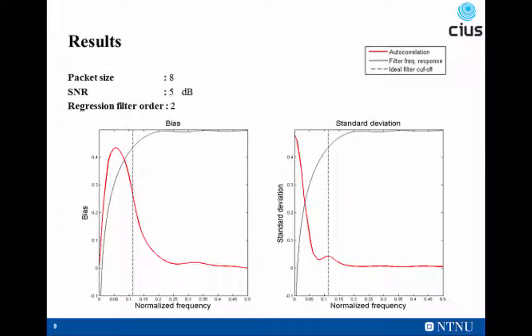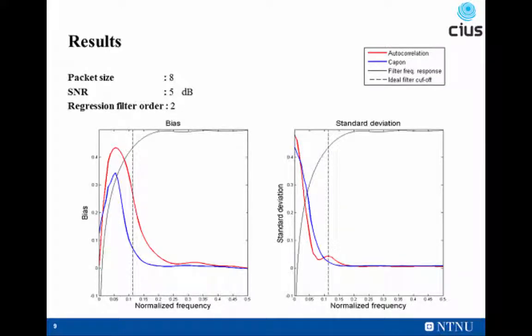Here is the result for packet size 8 and 5 dB. The filter order we used for the regression filter is 2. The black curve here shows the frequency response of the filter, and the red curve shows the autocorrelation method results. Here you see the bias and the standard deviation for different velocities. The blue curve shows the results for the Capon method, and this dashed line shows the threshold we used for the adaptive spectral estimation method.